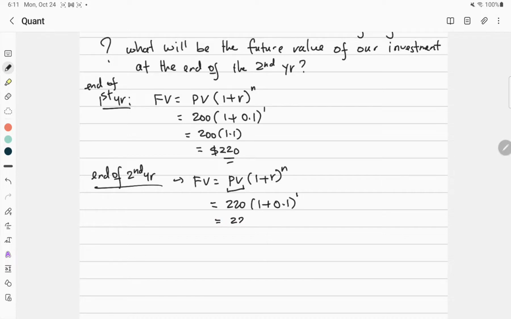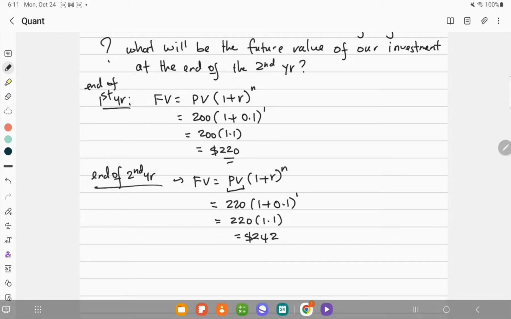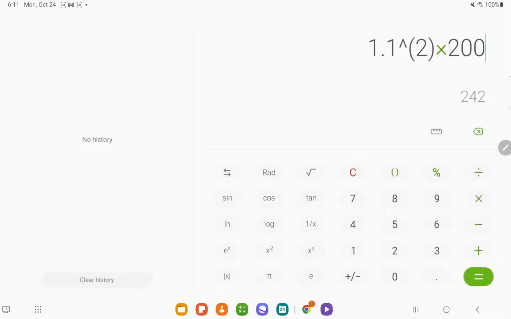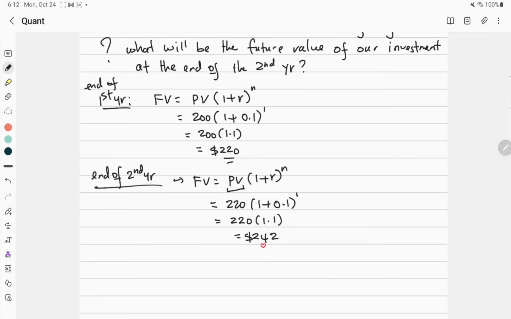So this is 220 times 1.1, and this is going to be $242, if I'm not mistaken. Let me just pull up my calculator. 220 times 1.1. Yes, that's $242.